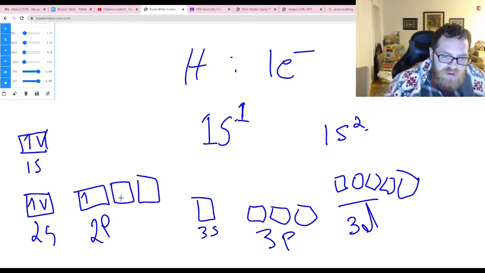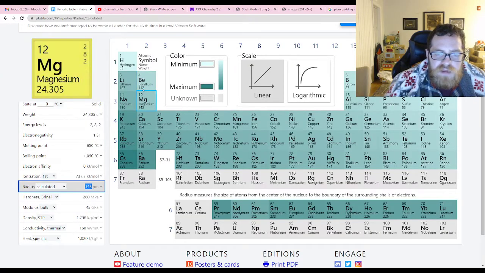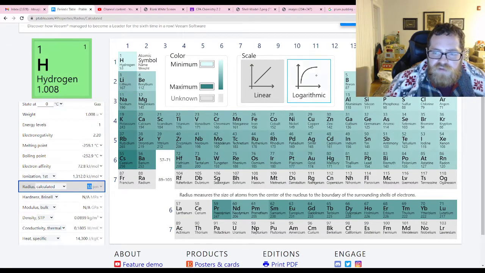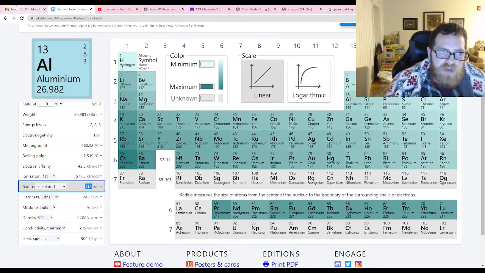So boron, carbon, nitrogen, oxygen, fluorine, and neon. You keep adding in order like that. So by literally counting out the number of electrons, you can draw these electron configurations with the arrows.